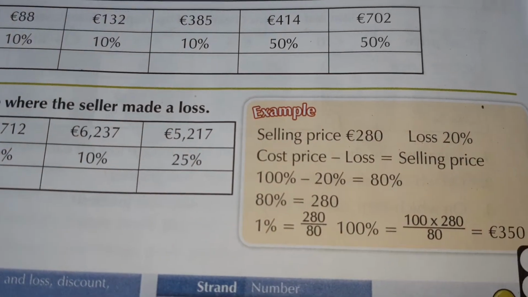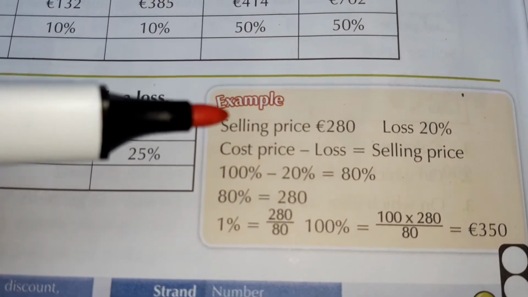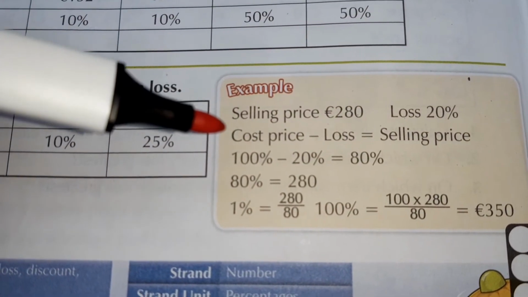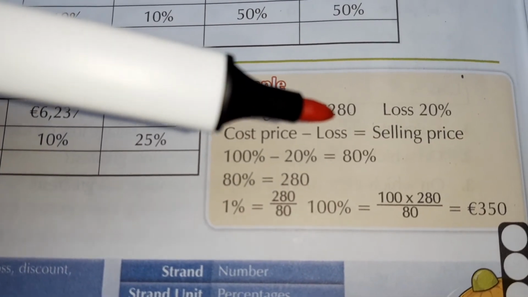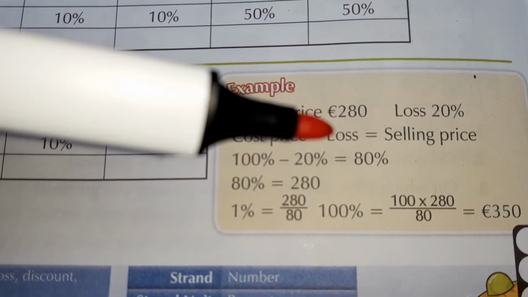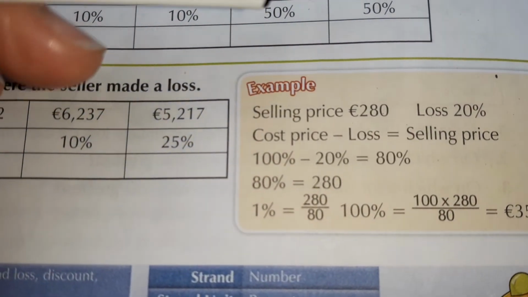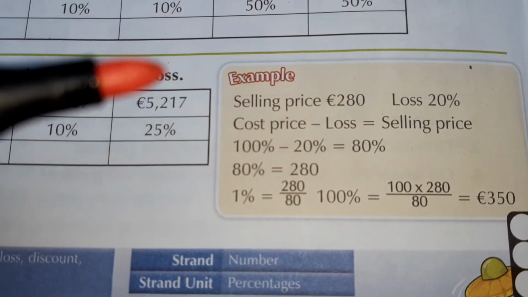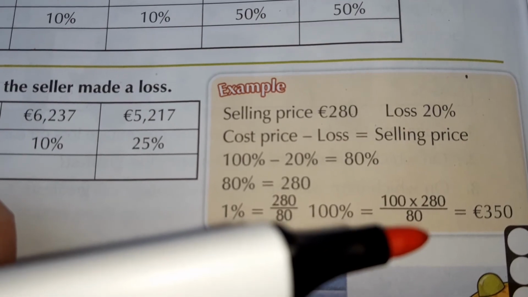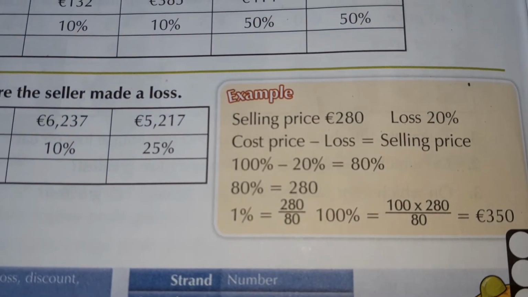The next one, part C, is looking at when the seller makes a loss on something. This time, instead of adding on the profit they made, you're taking away the percentage loss. So the selling price is 280. They've lost 20% on the item. The cost price take away their loss equals the selling price this time. Again, the cost price is 100%, the full amount, take away the 20% that they lost equals 80%. So 80% equals 280, because that's the price they sold it at. To get 100%, it's 100 times 280, the amount they sold it for, divided by 80, and you would get the price they bought it at, the cost price originally.